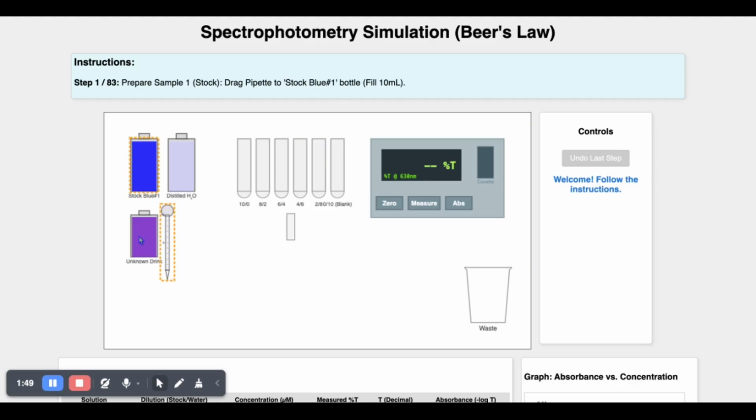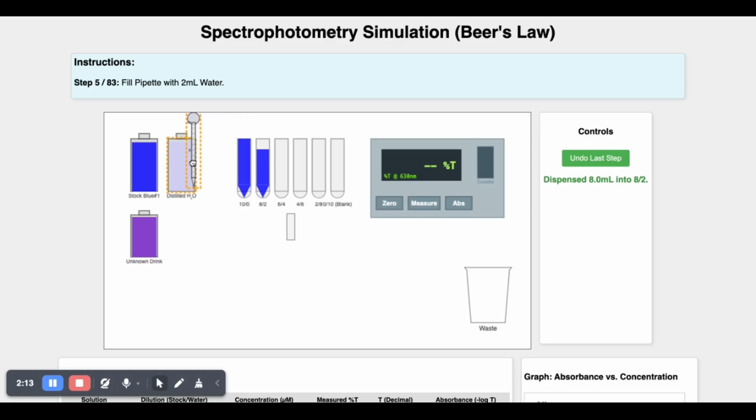I'm going to be starting by preparing the dilution series. I have several test tubes that contain different dye to water ratios: 10 over 0, 8 over 2, 6 over 4, 4 over 6, 2 over 8, 0 over 10, which is the blank, and it only contains water. Creating these dilutions will allow me to work with the known concentrations. These standards form the foundation of the calibration curve, which lets us apply Beer's law accurately.